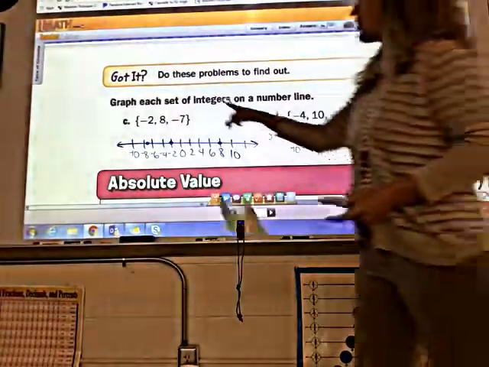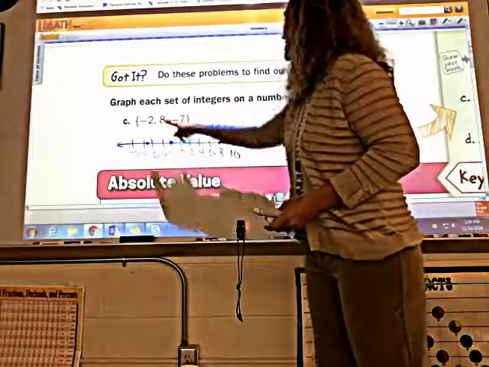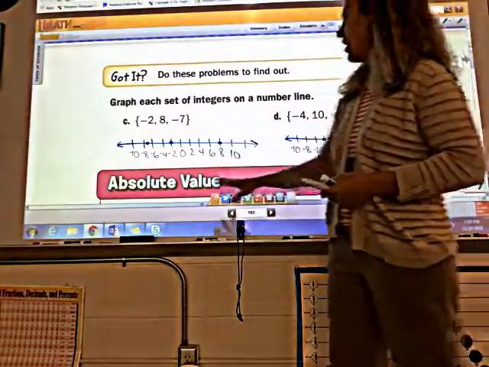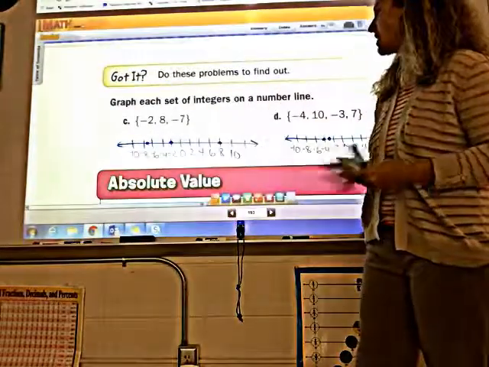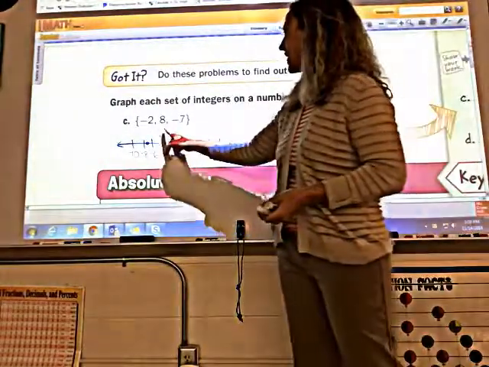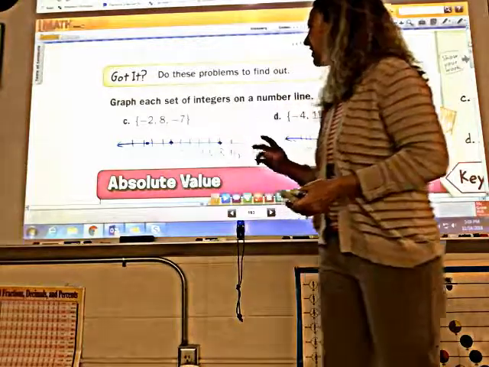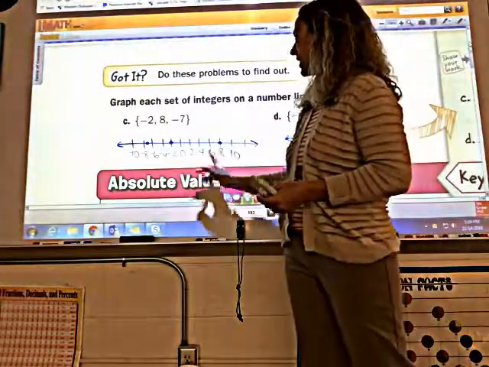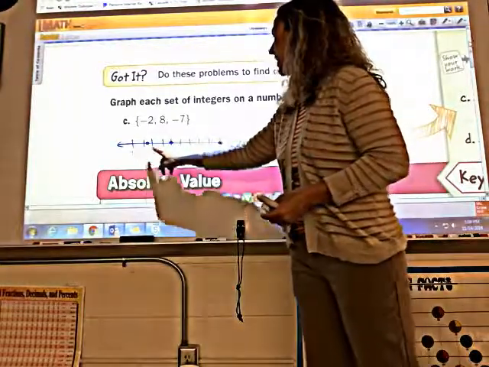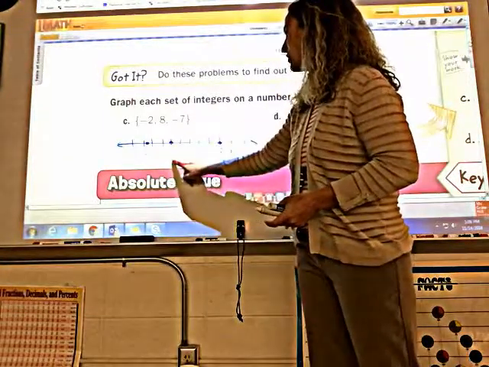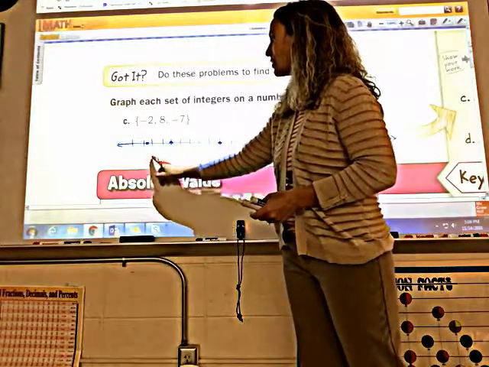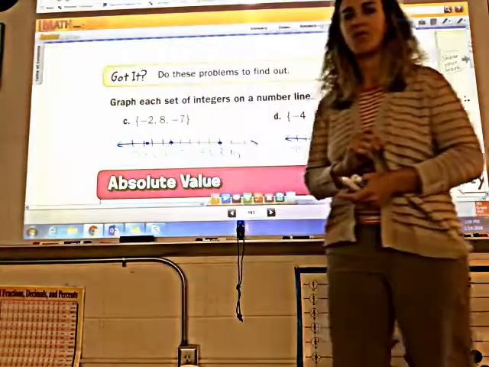Taking a look at the got it problems for the next set, letters C and D. Again, we were graphing each set of integers on the number line. So what I have chosen to do here is I ended up counting by 2s. We're looking at a range of numbers of 8 to -7, so quite a variety of numbers there. So again, I chose to count by 2s. So what I did was, as you can see here, I have -2 plotted. I've got a +8, and then -7 is halfway in between -6 and -8, so I have those marked.